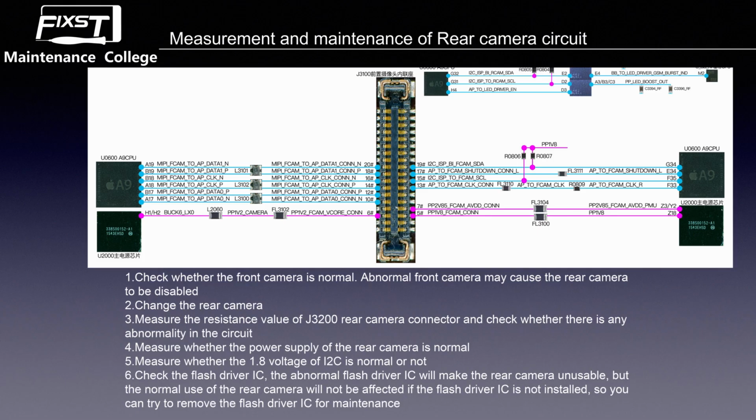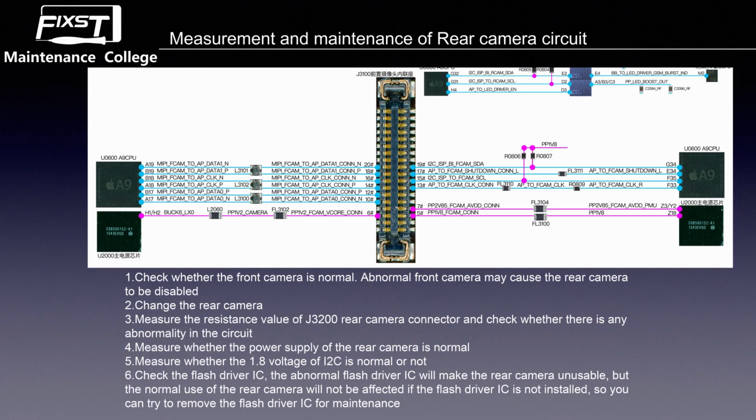Because in our theory class, you will know that this I2C line sent by the CPU is also sent to the flashlight driver IC. So this I2C line controls the back camera and the flashlight at the same time. So if this IC has some problem, it will also cause the back camera to have some problem.